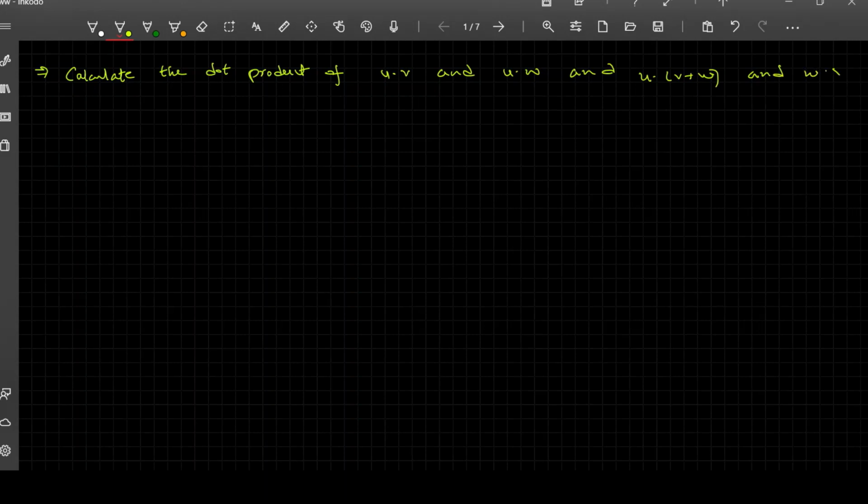So today we shall discuss some problems, and the very first question is: calculate the dot product of U and V, U and W, U and V plus W, and W and V, where U is minus 0.6, 0.8, V is 4, 3, and W is 1, 2, fine. So these are the vectors that are given to us.